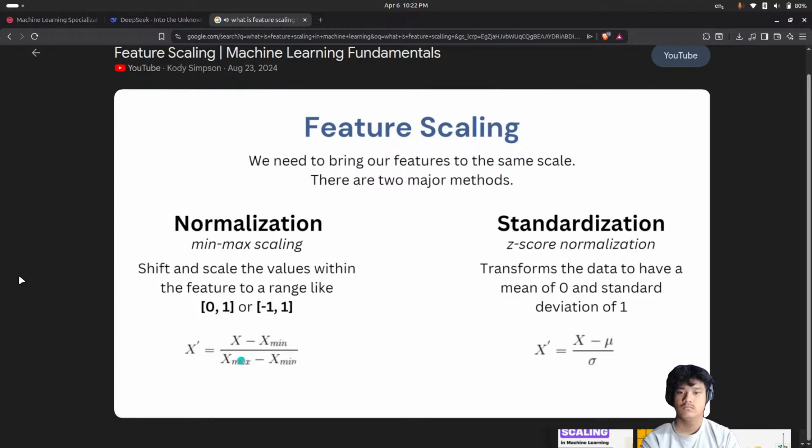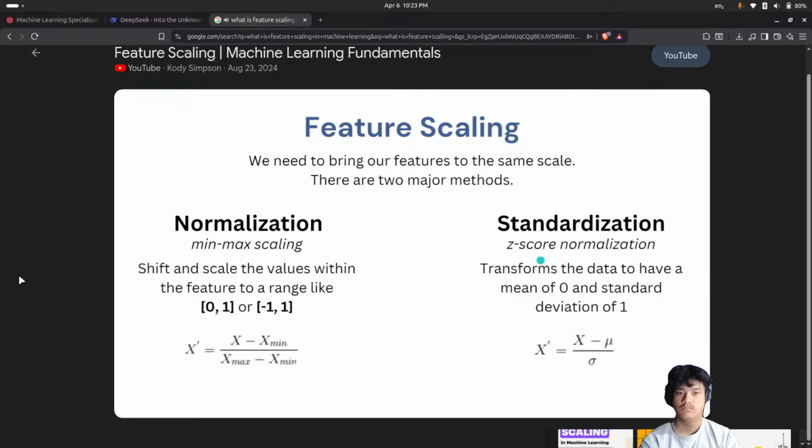So here's the actual formula that you can use to calculate every single value. The new x is going to be equal to the original x minus the minimum x, over the max x minus the minimum x. And the minimum and the maximum are just the minimum and maximum values within the entire column or feature. So applying this formula across every single value in a column will give you that range I told you about.